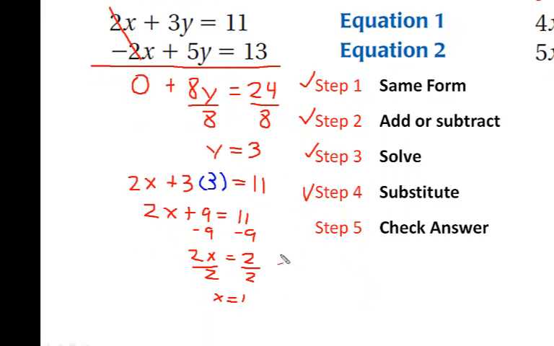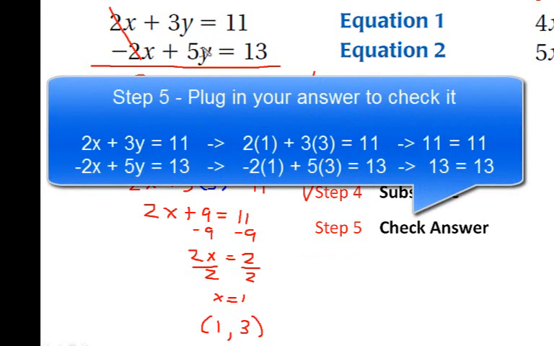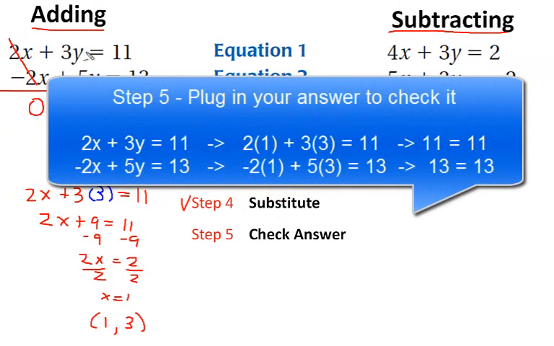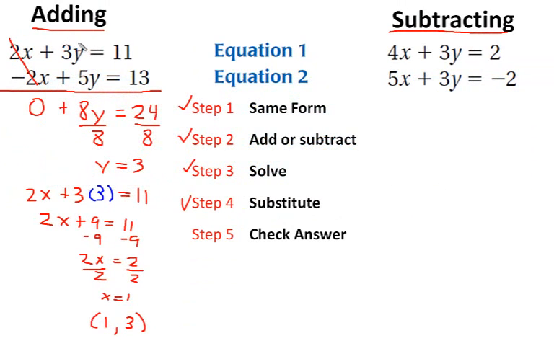The last step is to check your answer. So our solution was, our x value was 1 and our y value was 3. This is the same solution we would have gotten if we solved this by graphing or by substitution. This is just another method of solving these, using elimination. Okay, so let's look at one where you'll be subtracting.